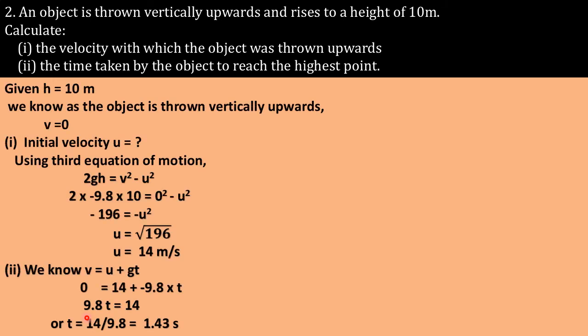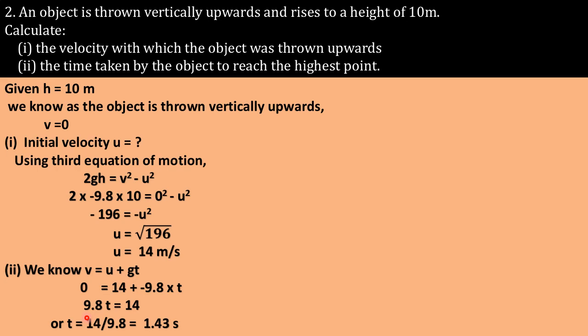Children, the second homework question. An object is thrown vertically upwards and rises to a height of 10 meter. Calculate the velocity with which the object was thrown upwards, and the time taken by the object to reach the highest point. So here we have h as 10 meter. Since the object is thrown vertically upwards, the final velocity v is 0.